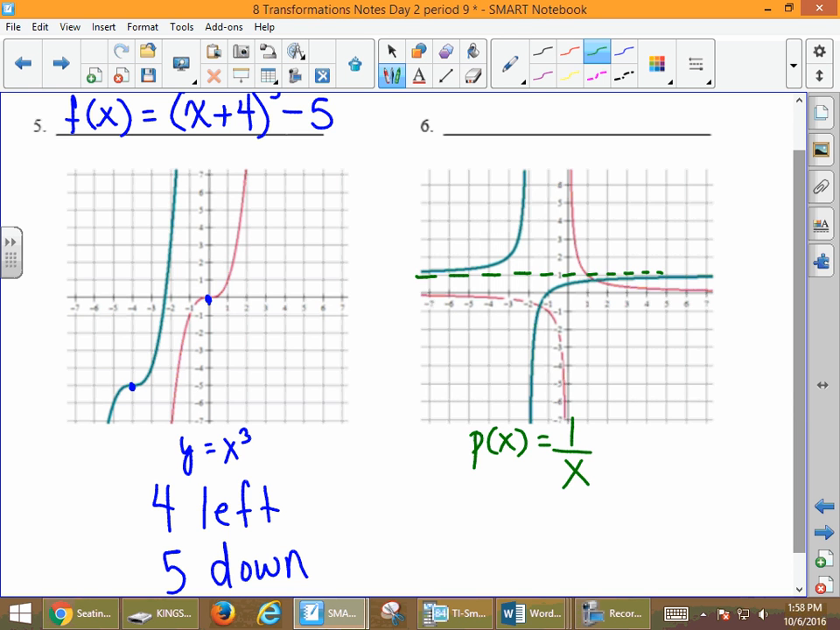If we're really looking here, it looks like in the aqua graph that we have an asymptote right there, and it also looks like we have an asymptote right here. What those two can tell us is how the graph moved, like our 4 left and 5 down over here. It's the same kind of idea. It looks like we moved 2 left on this graph, and then we moved 1 up.